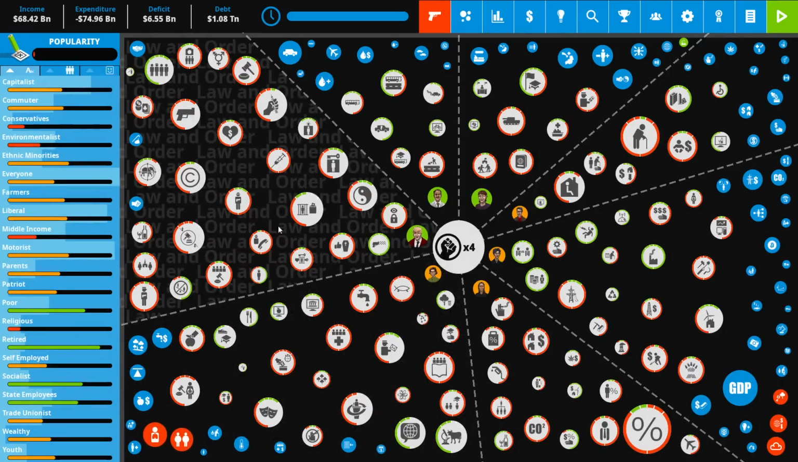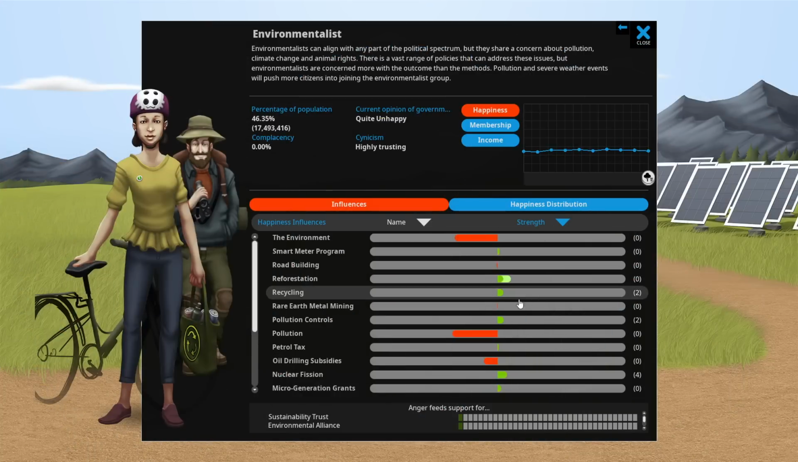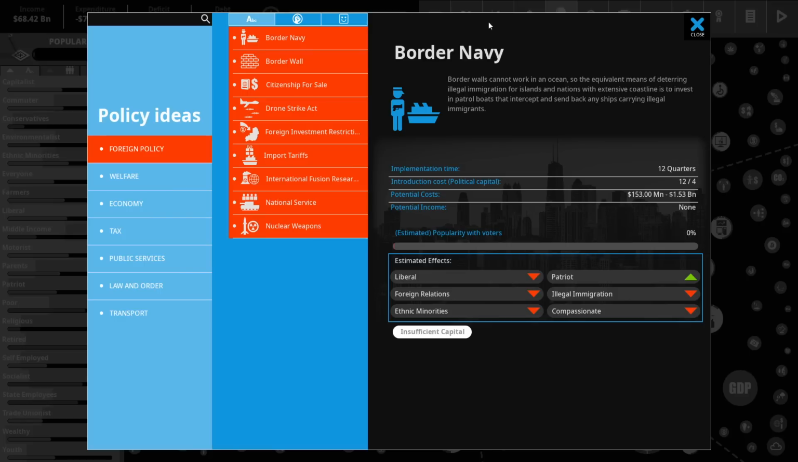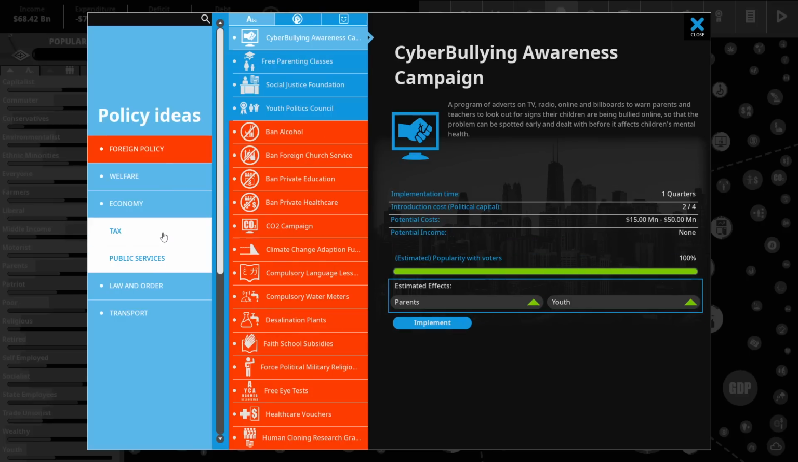How are they feeling about us right now? Not very good, mostly because the environment's not great and we have a lot of pollution. The CO2 emissions aren't a winner either. So that might be something to look at. We might have a real kind of eco-minded policy here. What else do I want to run?